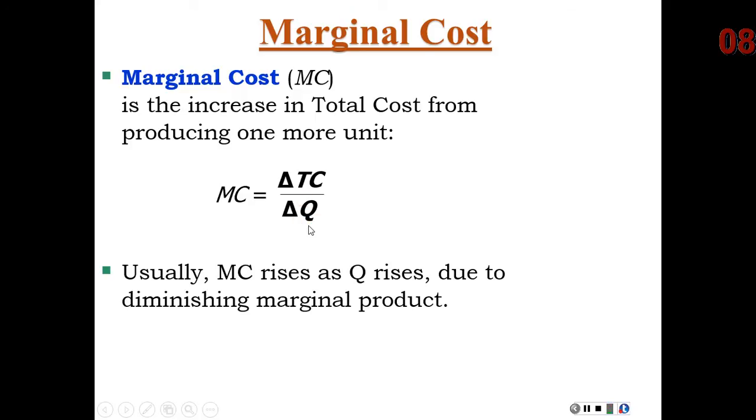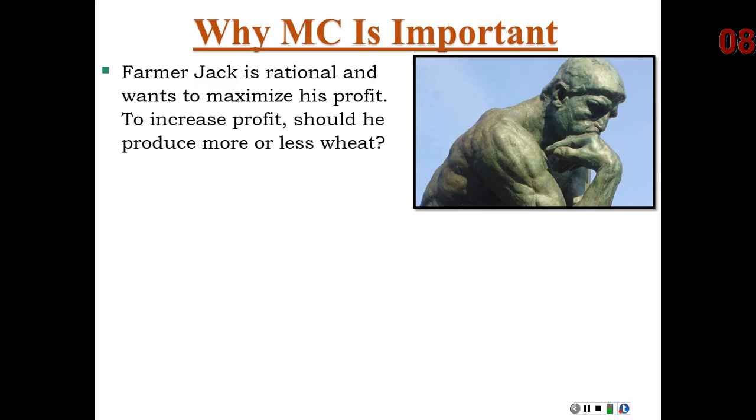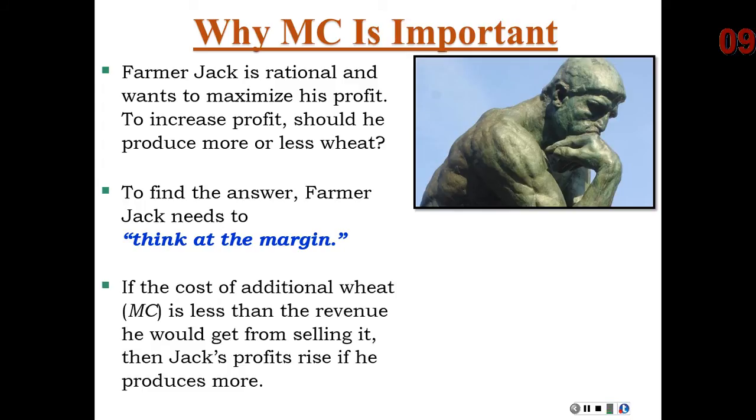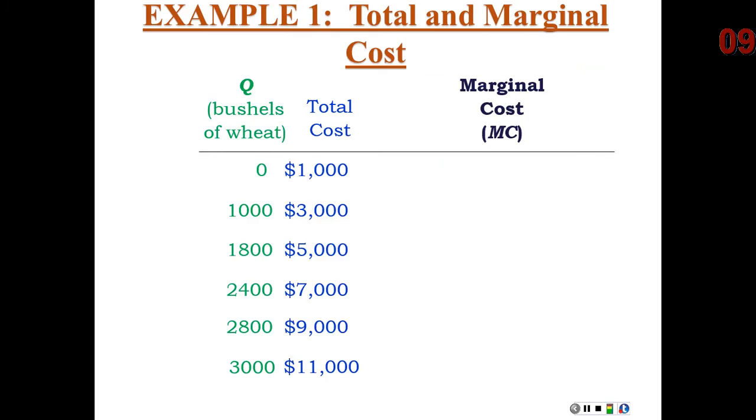Now, why is marginal cost important? Just the same reason that marginal product was important, because rational people think at the margin. So Farmer Jack, when he's making output decisions, it would be rational for him to not necessarily think about his overall cost, but to think about, if I increase my output by so much, what is the extra cost of that increase compared to the extra benefit of that increase? That would be thinking at the margin. So in order to do that, we need to look at our marginal cost.